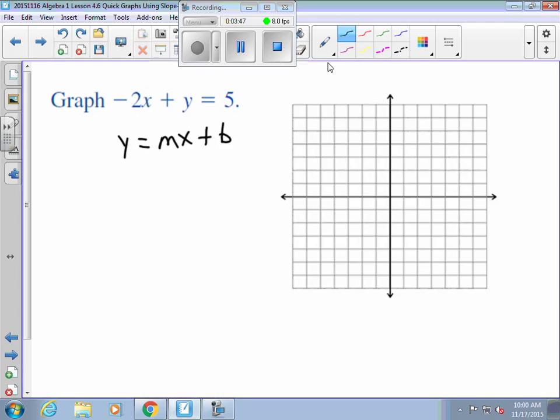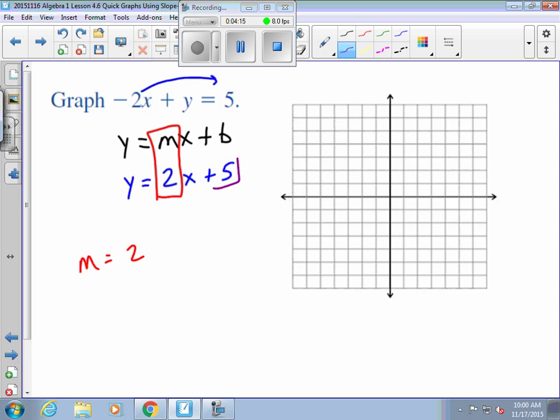So to make this in the slope-intercept form, we have to move negative 2x to the other side. It says negative 2x, so you add 2x to both sides. When you do that, you're left with y equals positive 2x, and it already says positive 5 on the right. So mx plus b is what it says now. Your m value is 2, and your b value is positive 5.